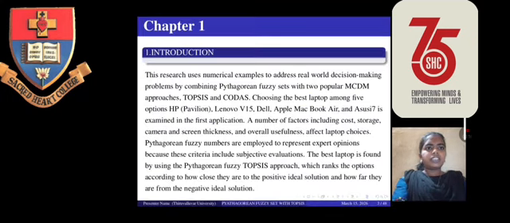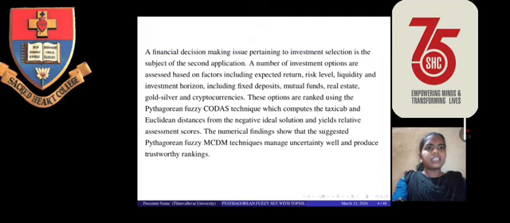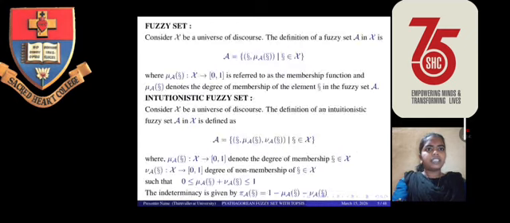Introduction. I chose Pythagorean fuzzy set with two popular MCDM approaches, TOPSIS and CODAS. My first application is choosing the best laptop among 5 alternatives and 5 criteria. My second application is choosing the best investment option among 5 alternatives and 5 criteria.